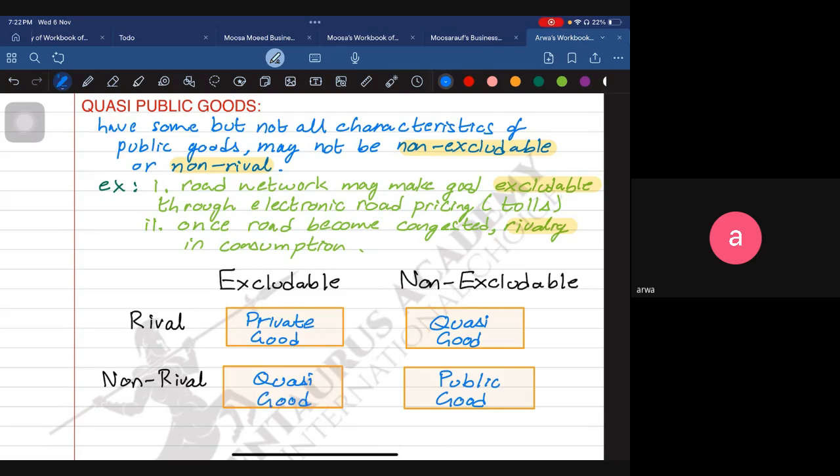So, yes, we are done with this chapter here. That's nice. So, you can note this part down, the quasi-public good and this table part. You have the printed workbook in front of you, right? You're doing the work on that. Okay, great.